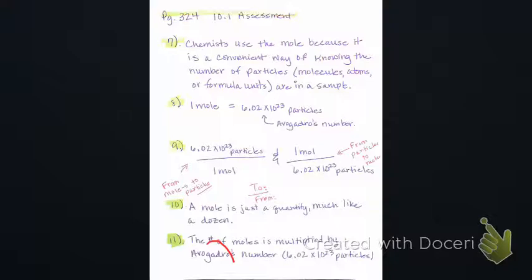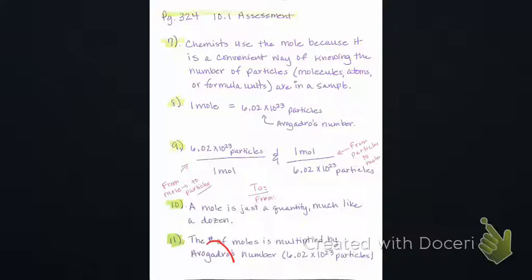Chemists use the mole because it's a very convenient way of knowing the number of particles, whether that's molecules, atoms, formula units, whatever it is that we're dealing with that are in a sample. We can't use mass because mass of carbon atoms would be very different than mass of zinc atoms, and very different than mass of silver atoms, and so on and so forth. So we can't use mass. So the mole gives us a convenient way to compare one thing to another.